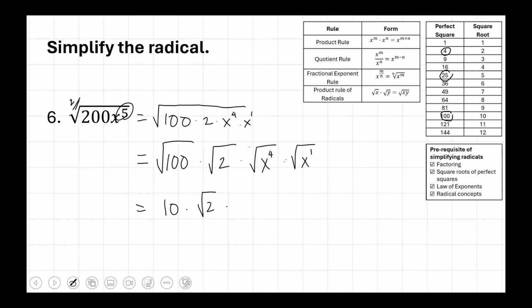times x raised to 4. The index is 2, so numerator divided by the denominator, which is 4 divided by 2, is just x raised to 2. Times the index is 2. 1 divided by 2 cannot be, so we write it again inside the radical. 10. Let's combine the 10 x squared times square root of 2x. And that's our simplified form.